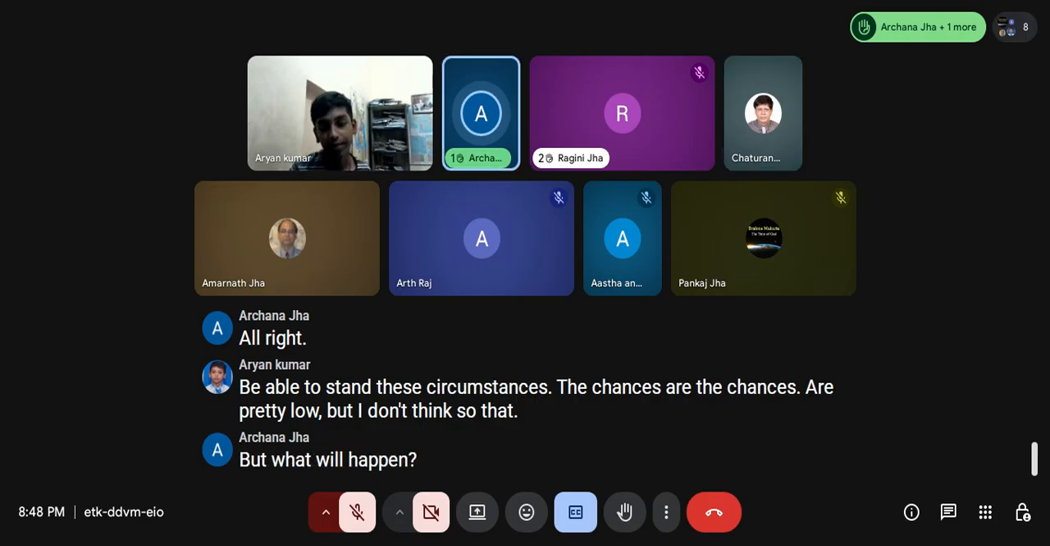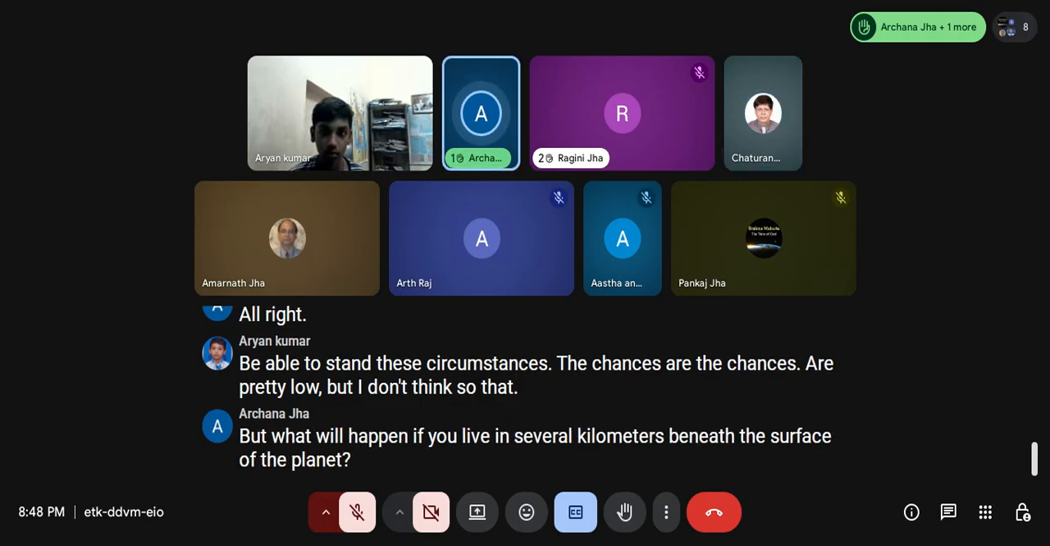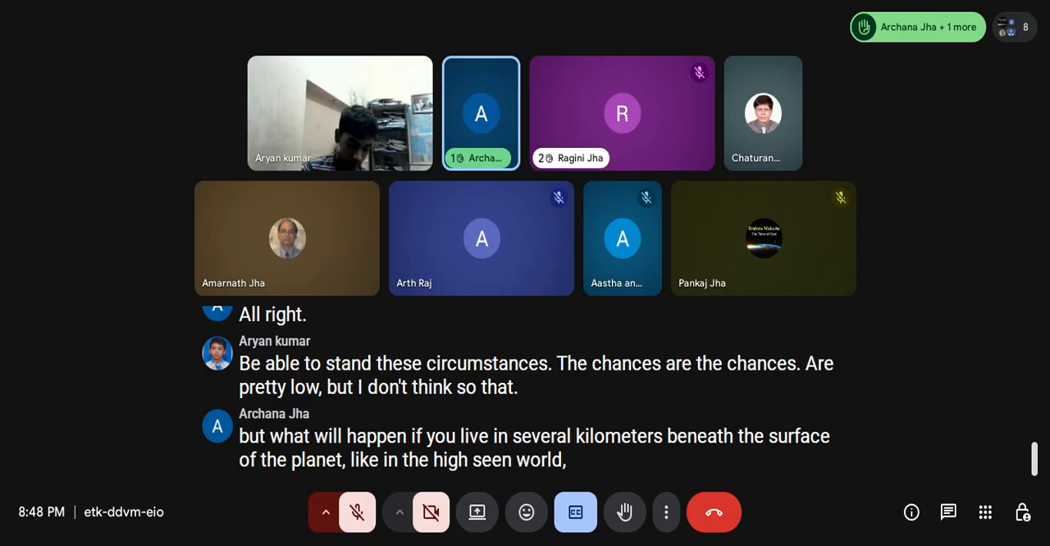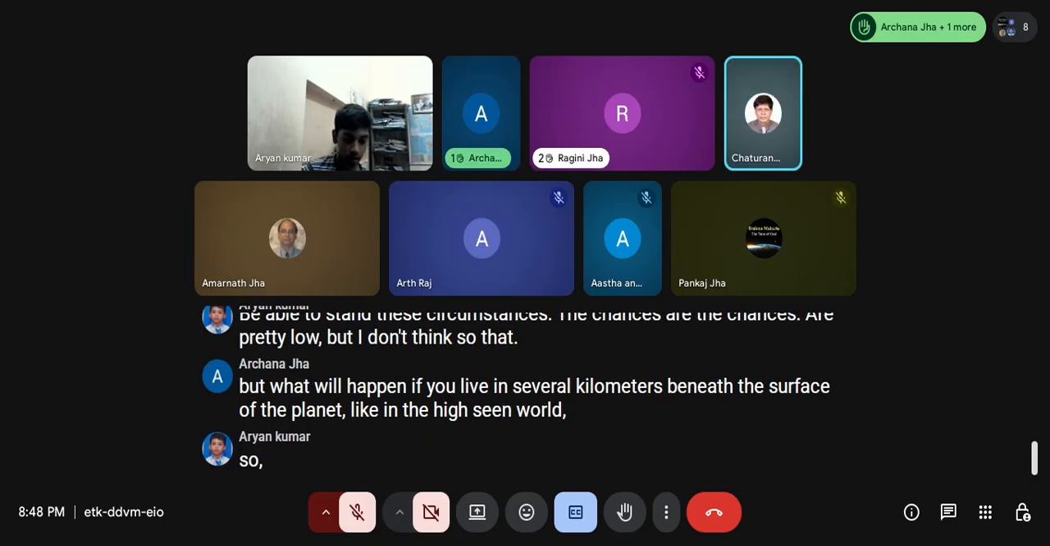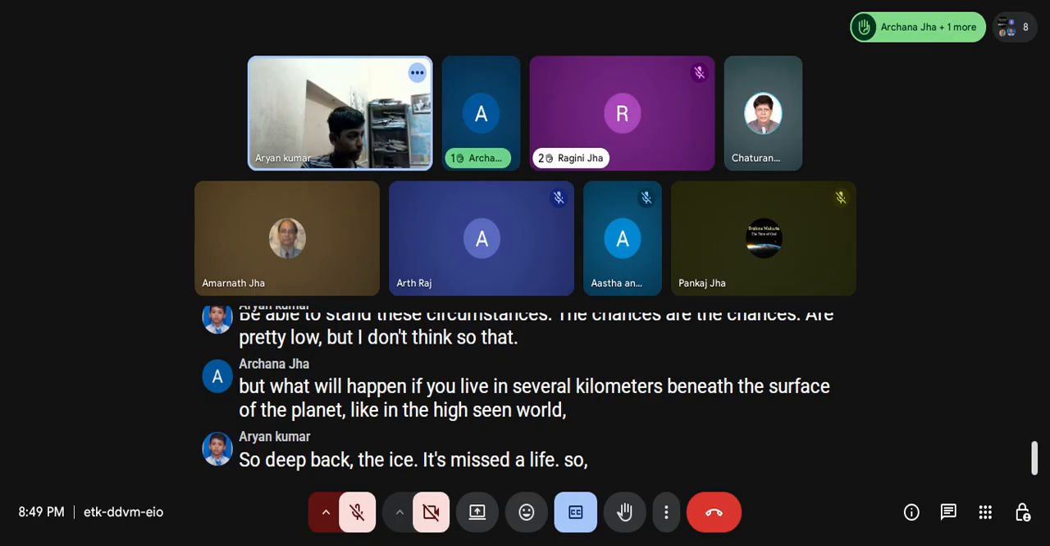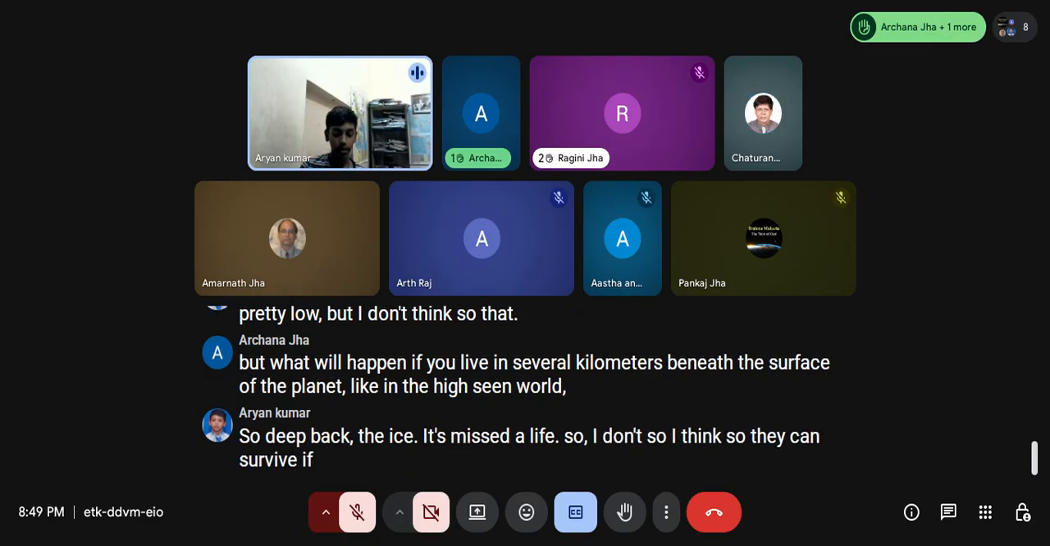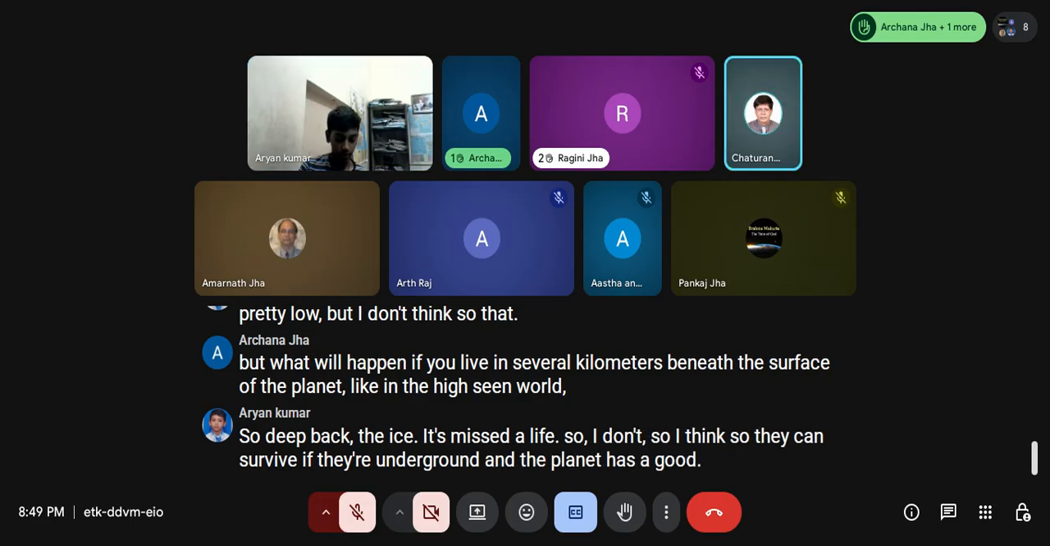But what will happen if the life is several kilometers beneath the surface of the planet, like in the Haitian world? Okay, so deep ice bacterial cells may survive. I think they can survive if they are underground and the planet has a good atmosphere and these things.